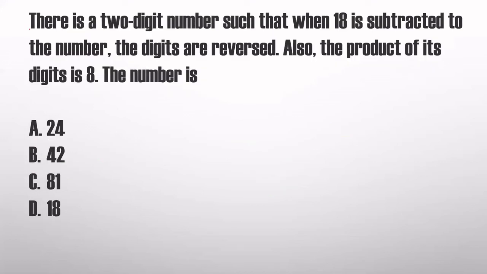So next one: there is a 2-digit number such that when 18 is subtracted from the number, the digits are reversed. Also, the product of its digits is 8. Okay. So the two digits are, let the 2 digits be x and 8 by x. Sorry, it was initially my mistake. x and 8 by x.